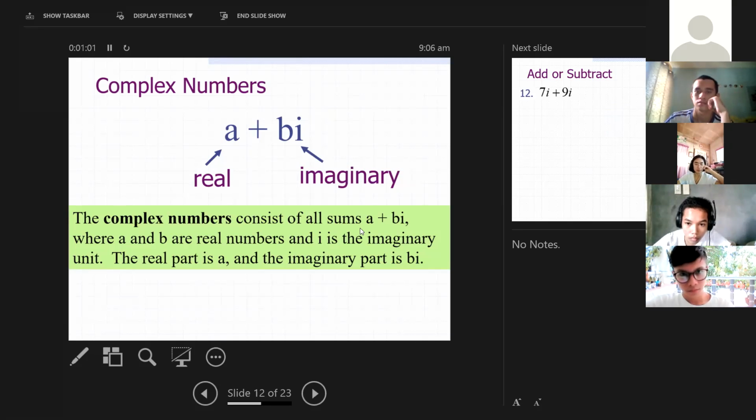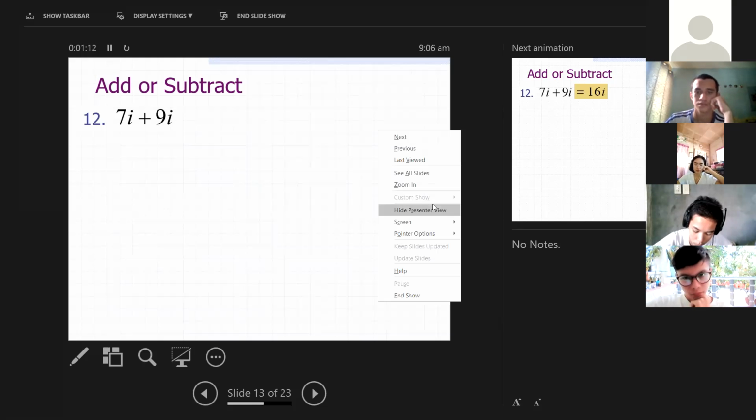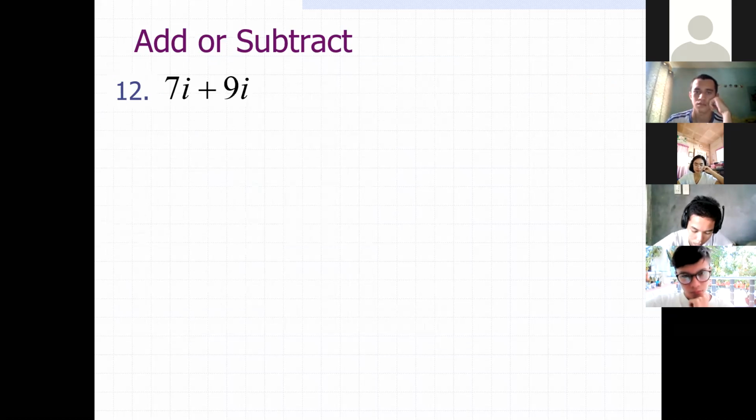Operations on complex numbers will start with addition and subtraction. So let's try this one, class. Let's add 7i plus 9i. Following the rules in addition and subtraction of polynomials, we just add or subtract the coefficients and then copy the variable. At this time, the variable is the letter i, the symbol for the imaginary number. So 9 plus 7 is 16, therefore the answer is 16i.